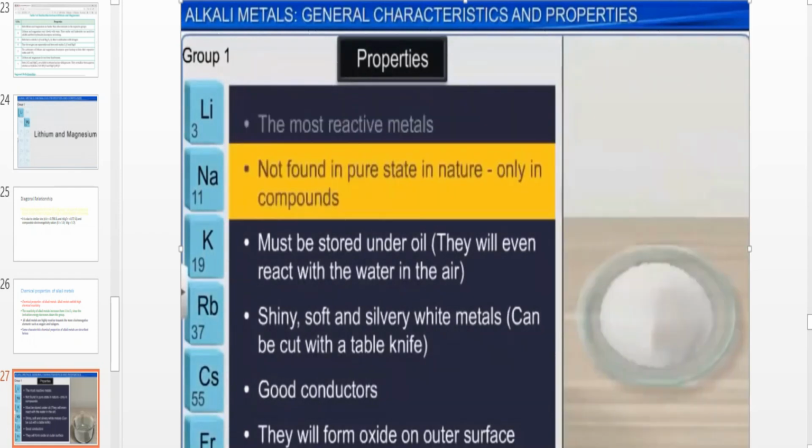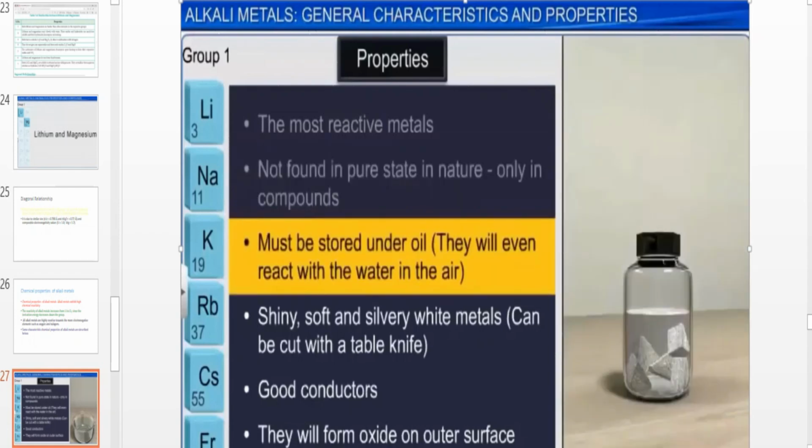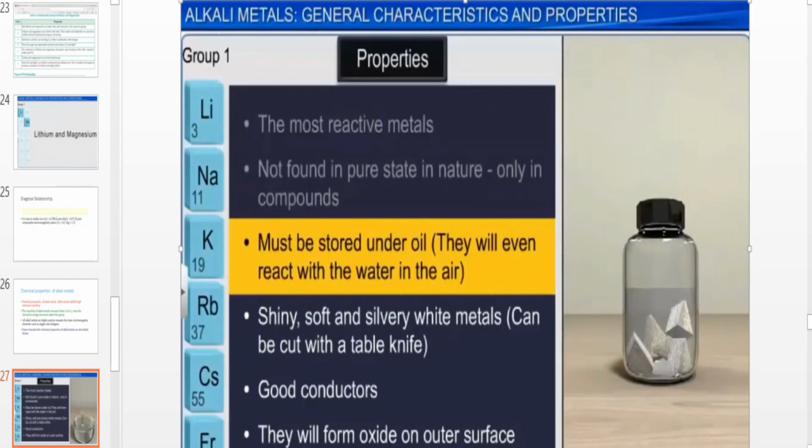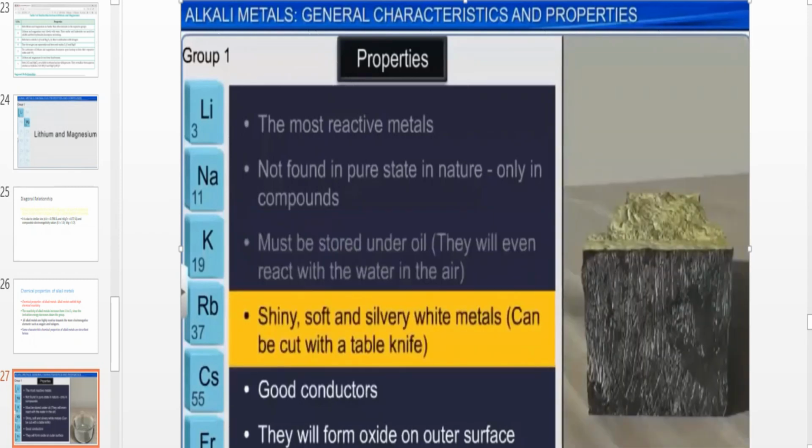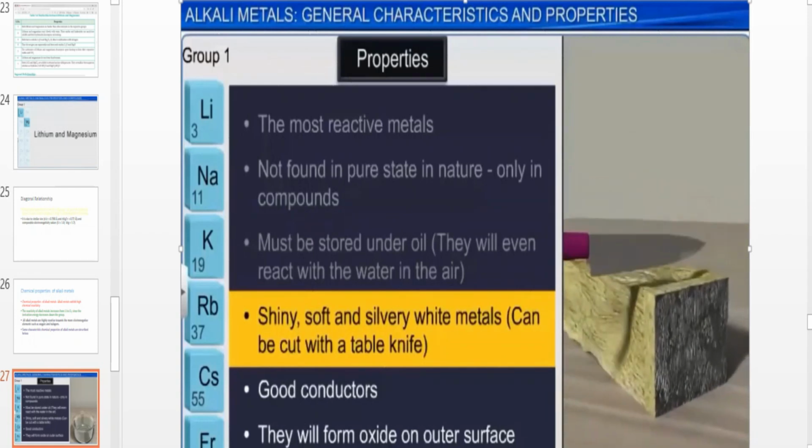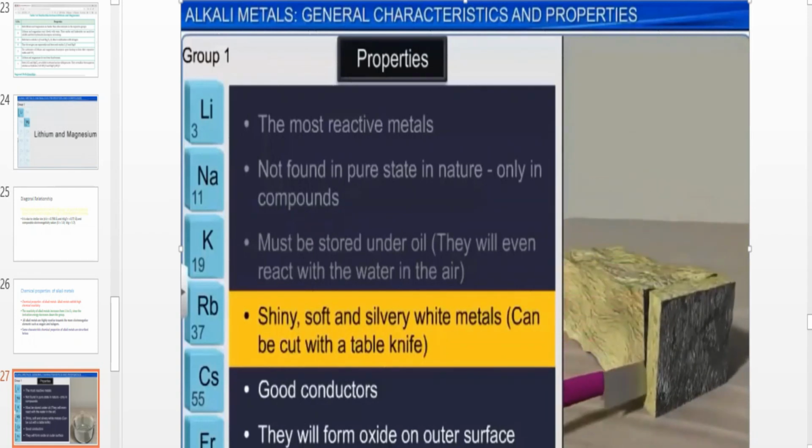They are not found in pure state in nature, only in compound state. These elements must be stored under oil. They will even react with water and in air. Okay, that's why they are stored in oil. Then they are shiny, soft and silvery white metals that can be cut with a table knife.